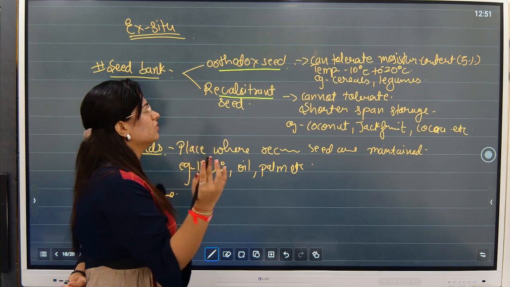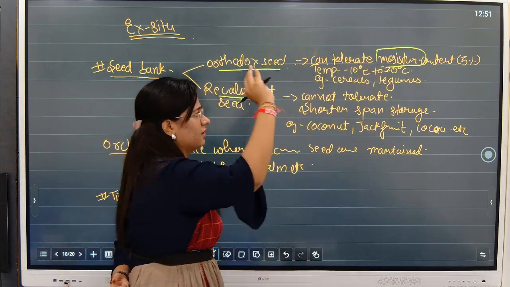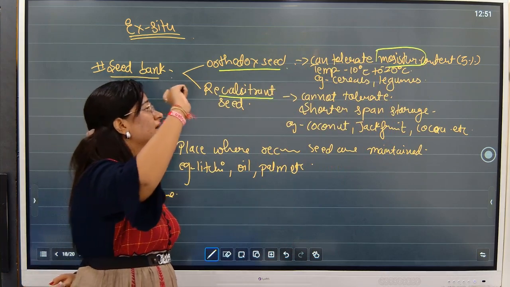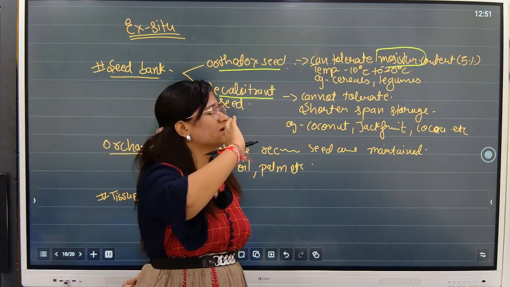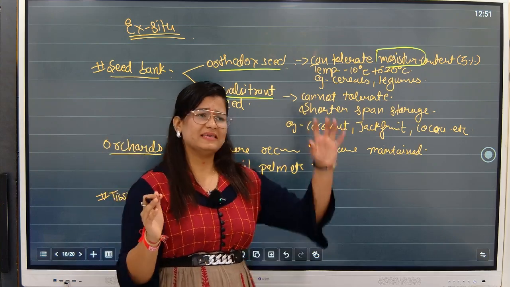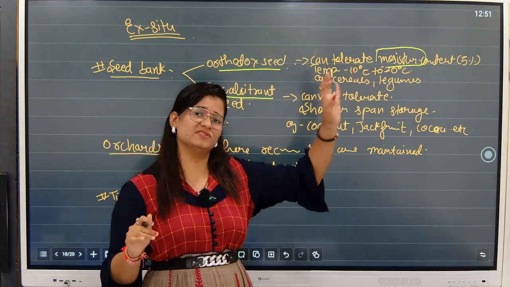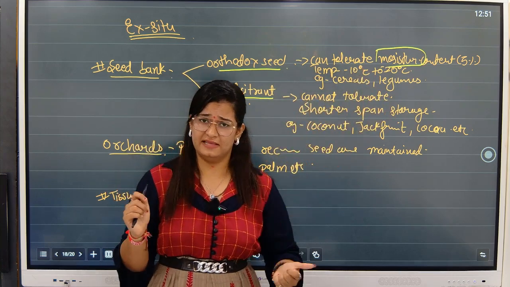Okay, so orthodox seeds क्या है, the one which can tolerate moisture content up to 5%, temperature by -10 to -20 degree तक, and these are the two major things जिसकी वजह से seeds को issue हो सकता है. तो इस category में we are going to store the seeds which can tolerate these two things. Example है cereals and legumes का.